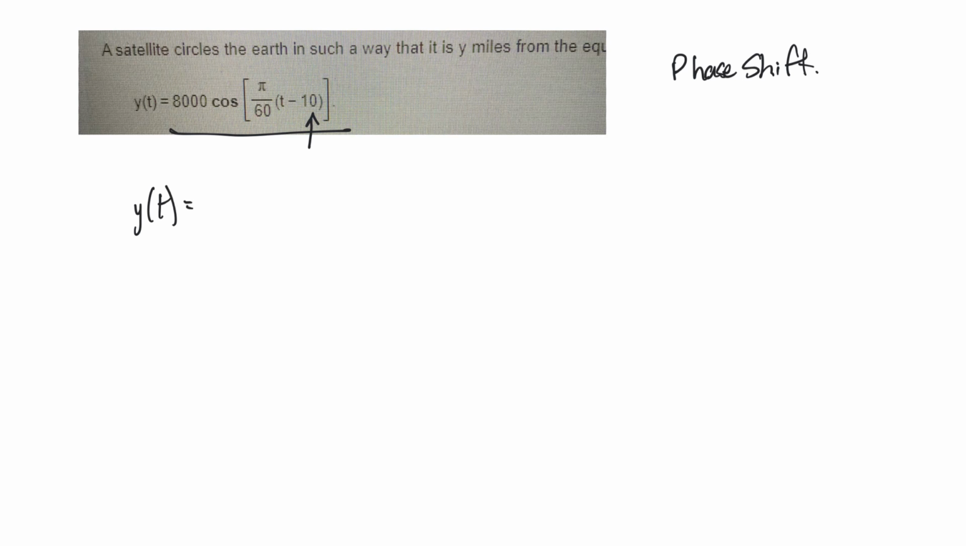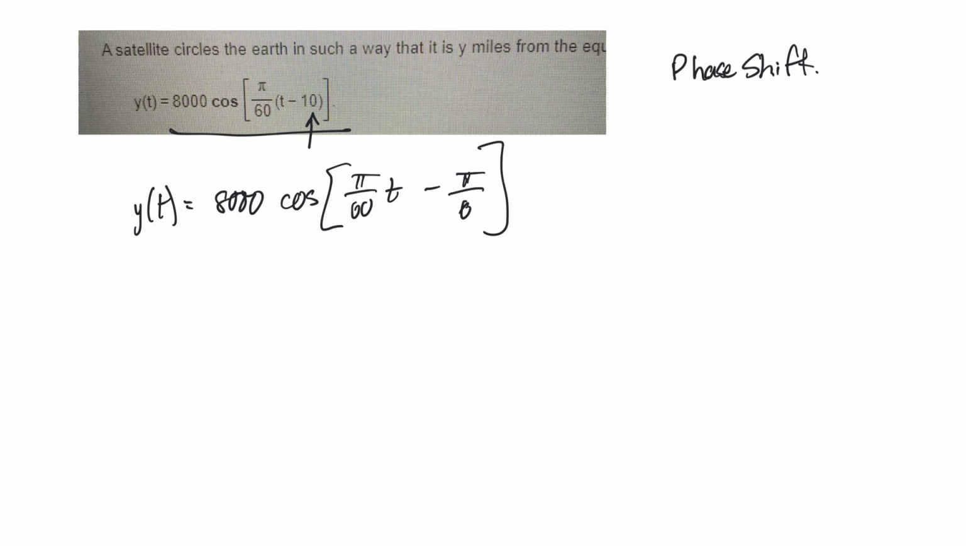y of t is equal to 8,000 cos, and then pi over 60 t minus pi over 6, I think it would be.